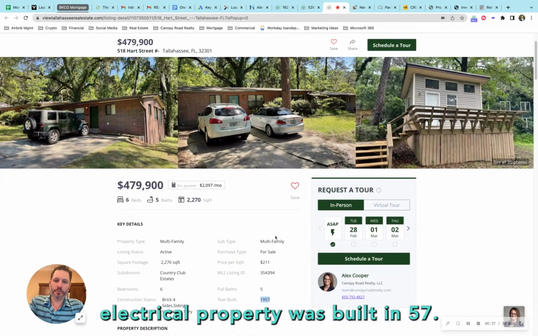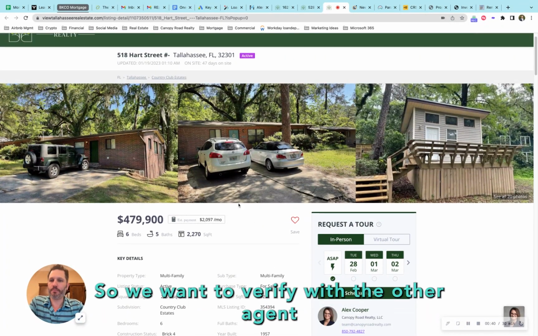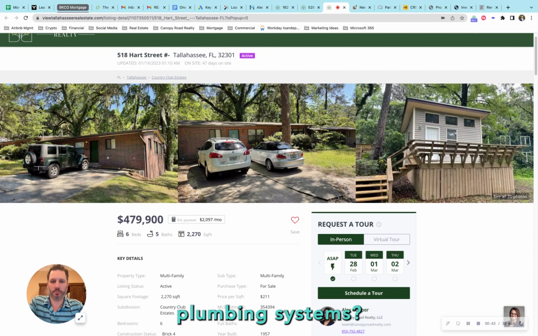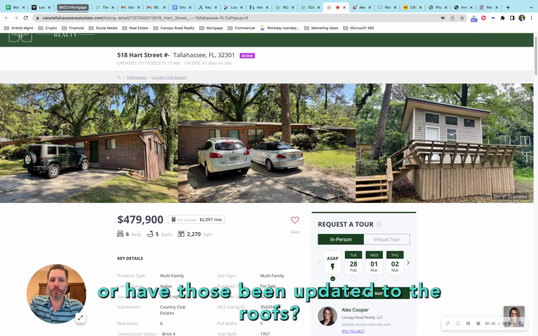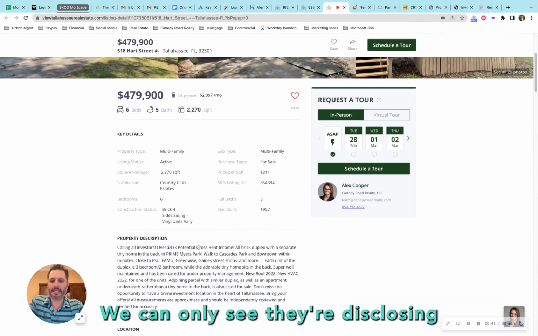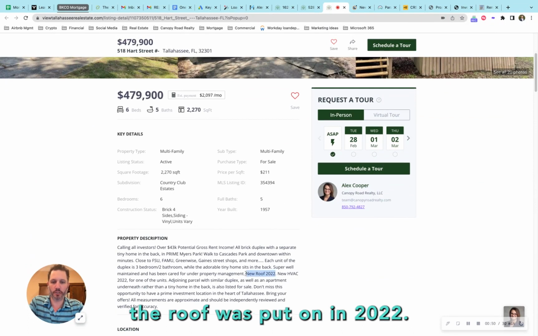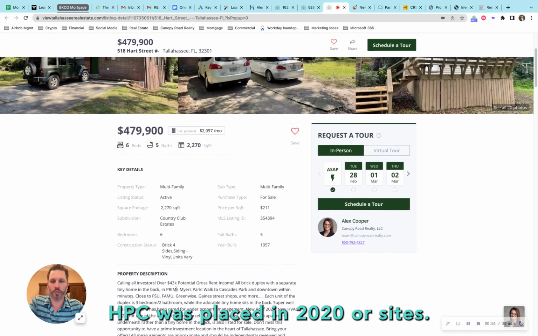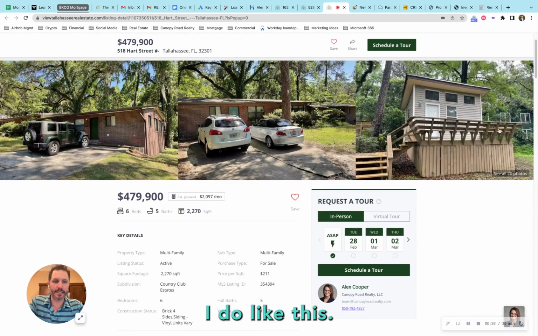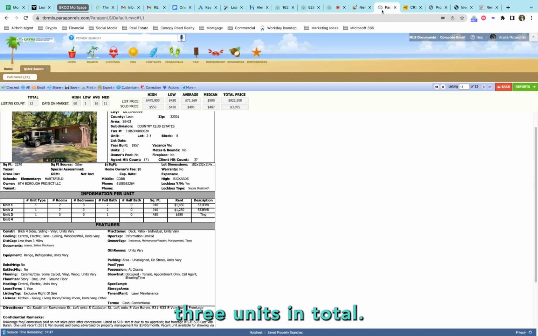Property was built in '57, so we want to verify with the other agent, was the electrical updated? Plumbing systems, are they poly pipes or have those been updated? Age of the roofs, we can at least see they're disclosing the roof was put on in 2022, and in one of the units, HVAC was replaced in 2022. Four sides brick, I do like this. There is the additional suite, 3 units in total.